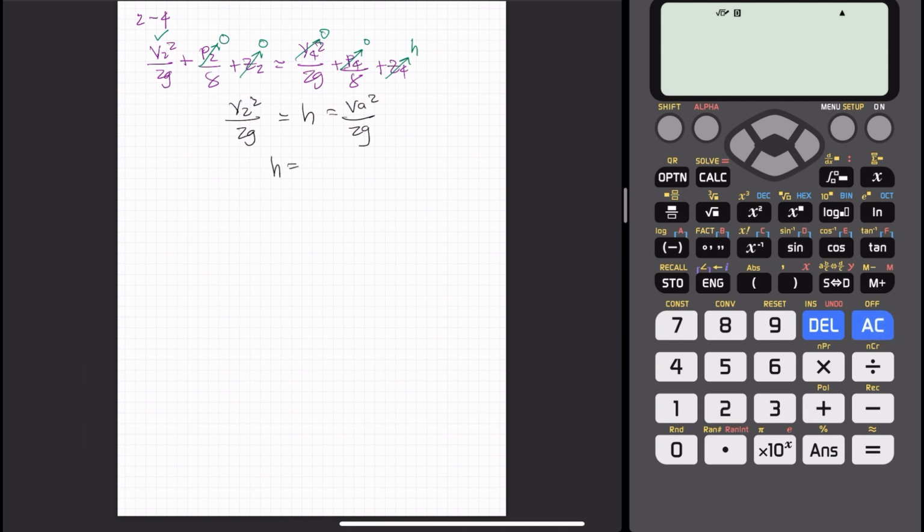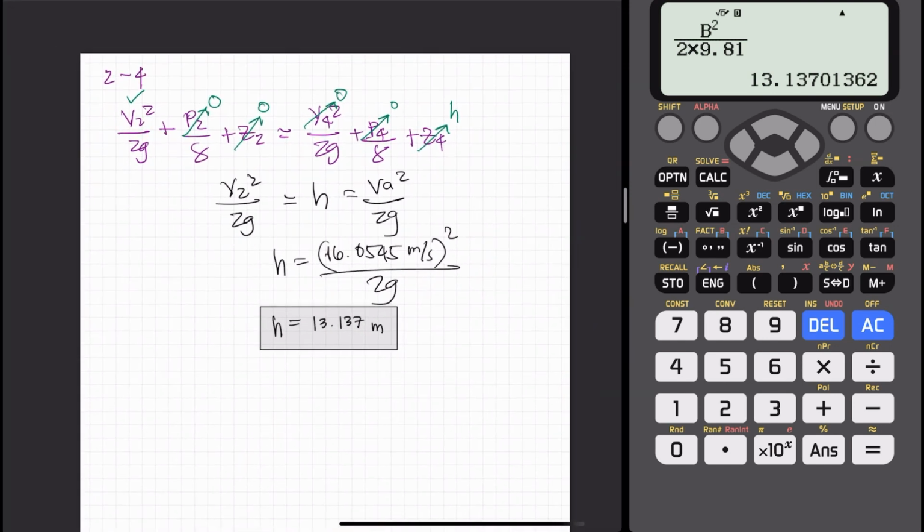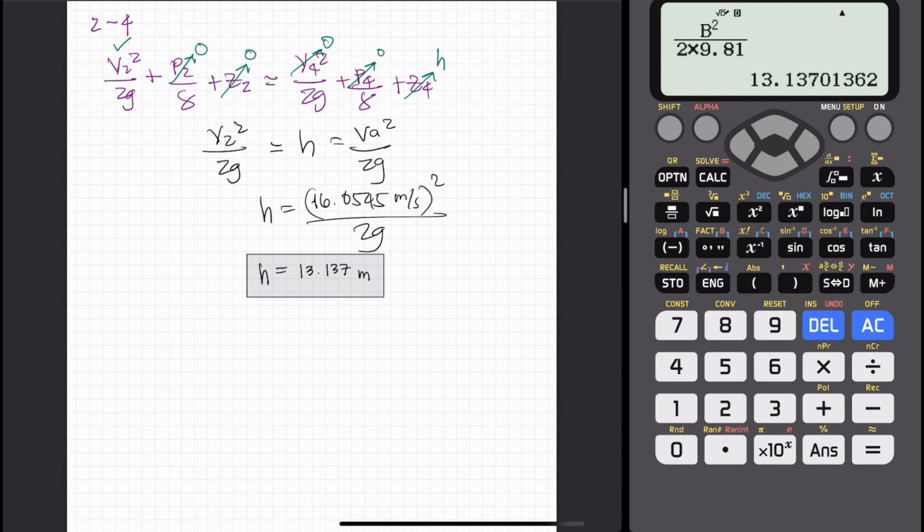H is equal to alpha B is equal to 16.0545 meters per second squared over 2G. H is equal to that is equal to 13.137 meters. So that is the answer. Yan ang maximum height. Now, punta tayo sa huling hinahanap.